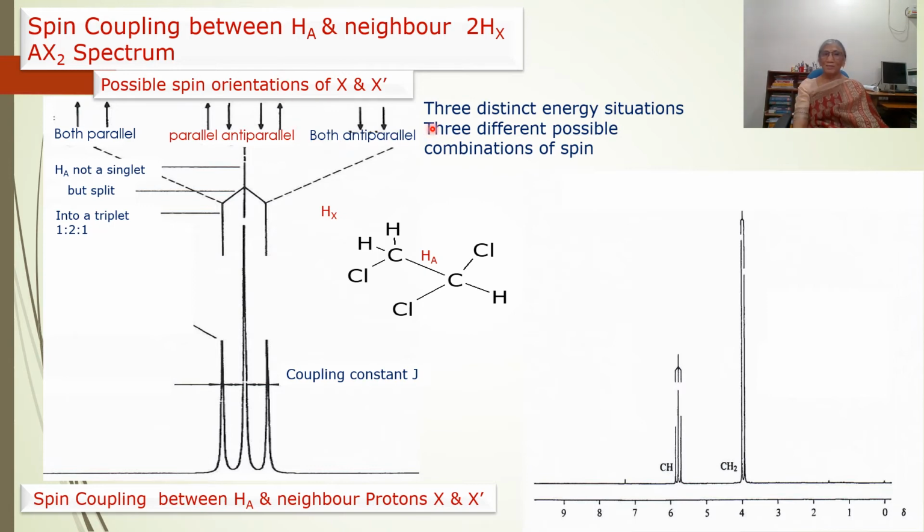Because of the three different possible combinations of spin, there are three distinct energy situations. So proton A will show the absorption three times. It will have three resonance frequencies, and the signal will split up into three peaks. And the ratio of the three peaks will be 1:2:1.